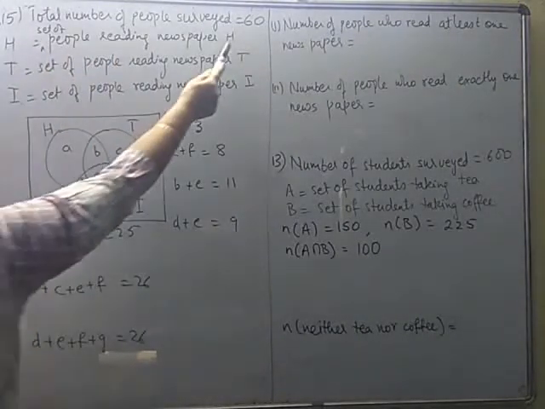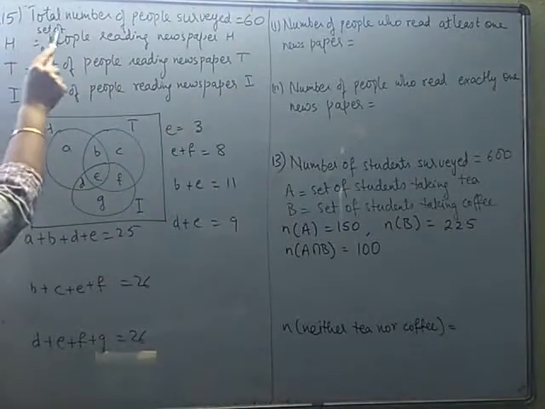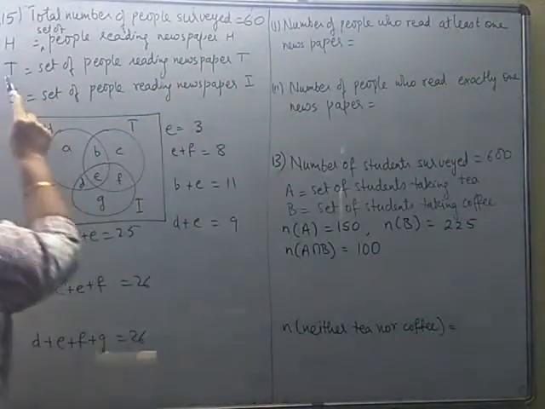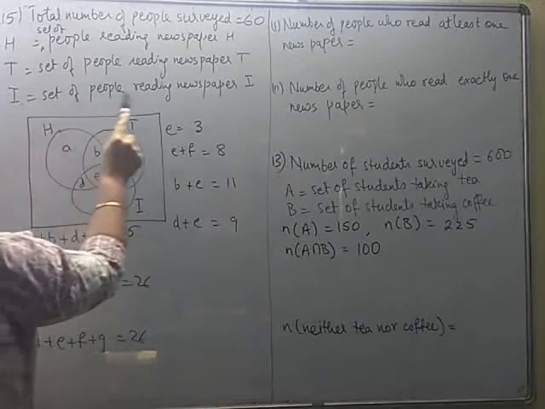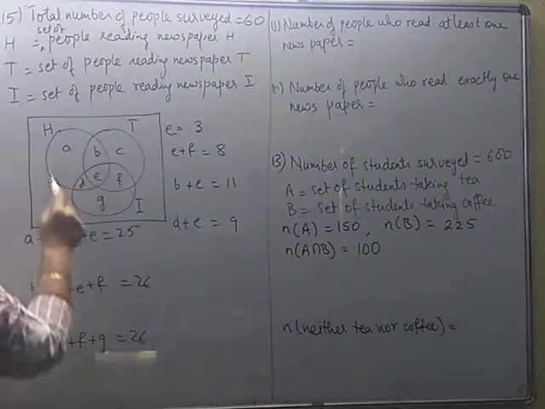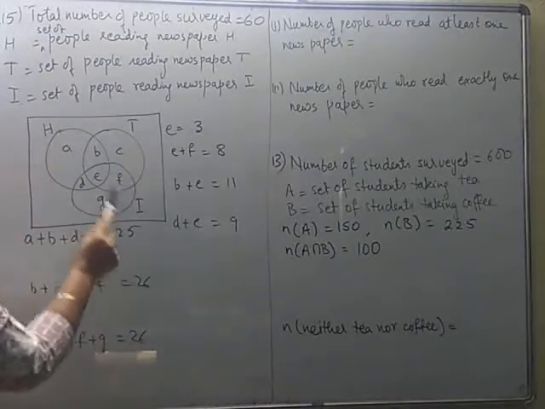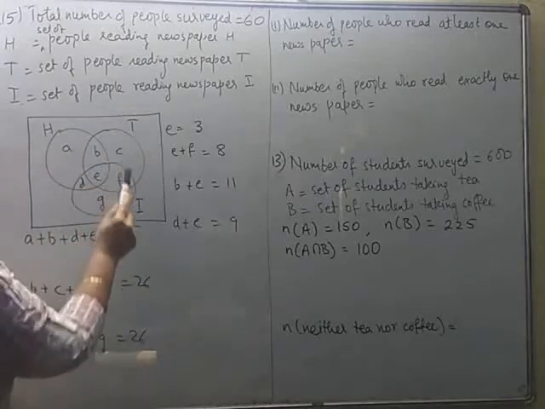The newspapers were labeled T, H and I. So I have taken capital H to be the set of people who were reading newspaper H, T as the set of people reading newspaper T, and I as the set of people reading newspaper I. Because we have the information related to the people reading two papers also, and people reading all the three as well, in the Venn diagram, when I have taken these three sets, we have kept the scope for a part which reflects their intersection. So this is H, T and I.